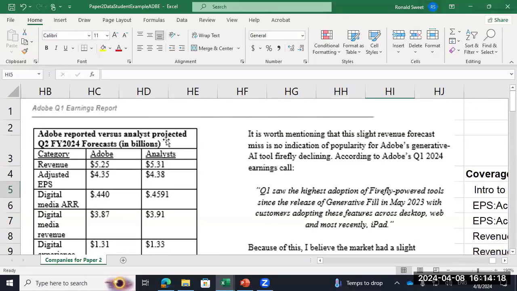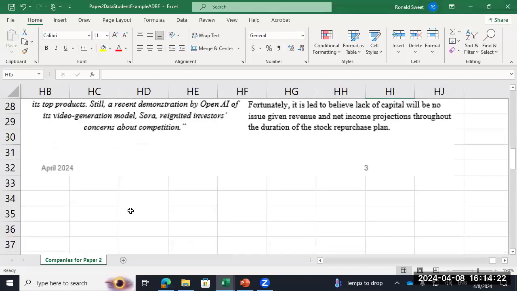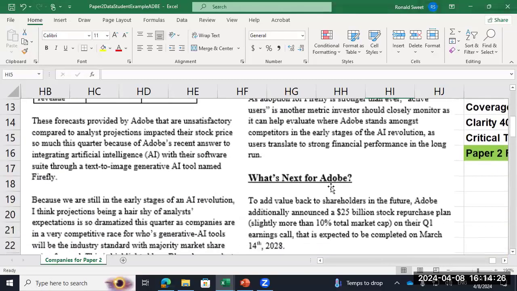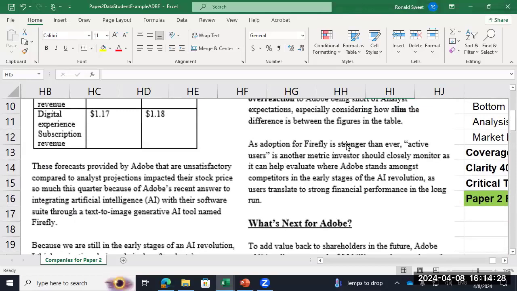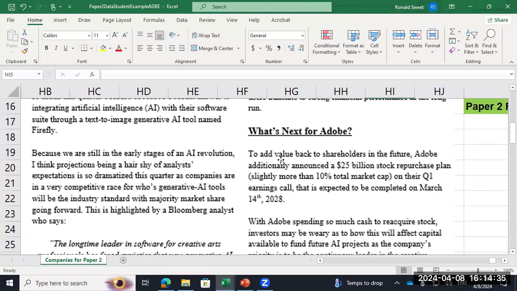I don't know who this quote is from, but this is from a Bloomberg analyst. I can be strong as well. So, adoption for follow-up is stronger than ever. Active users, another metric from management. So he's giving some discussion. I'm not reading this as closely as I will. He's going to bring it up at the end. What's next for Adobe? You can do that.